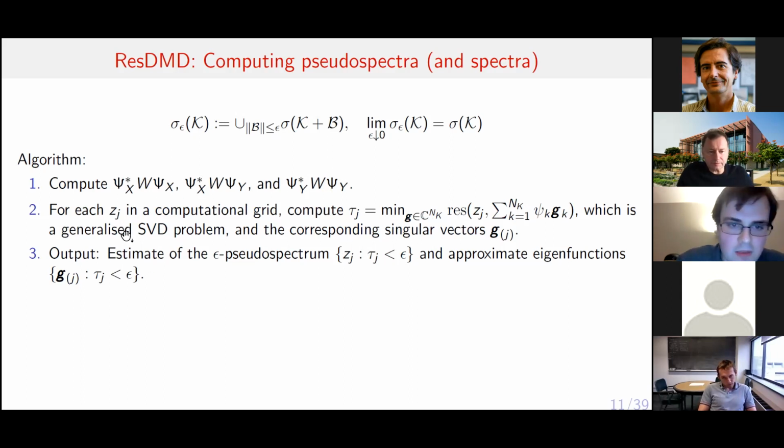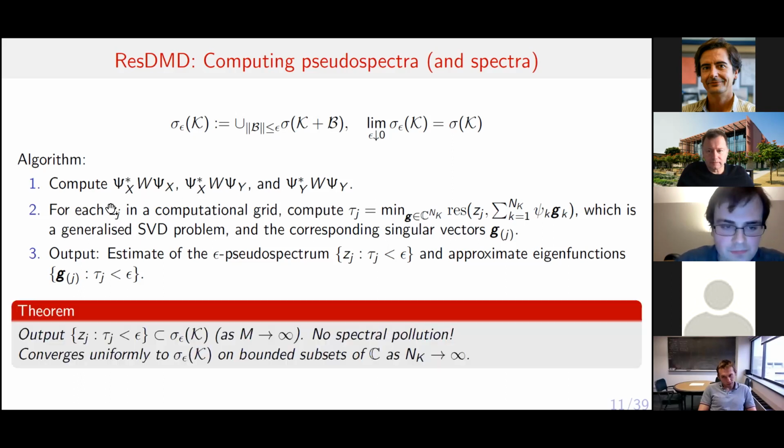So whilst this algorithm looks very simple, you can prove under certain conditions on your grid that the output is guaranteed to be inside the pseudospectrum. So you get a notion of error control and no spectral pollution. And as your dictionary size increases, you converge uniformly to the pseudospectrum, on bounded or compact subsets of C. So that's the algorithm that I showed you for the pendulum.